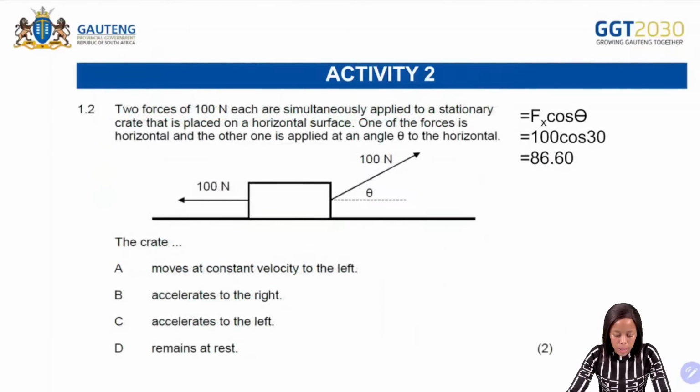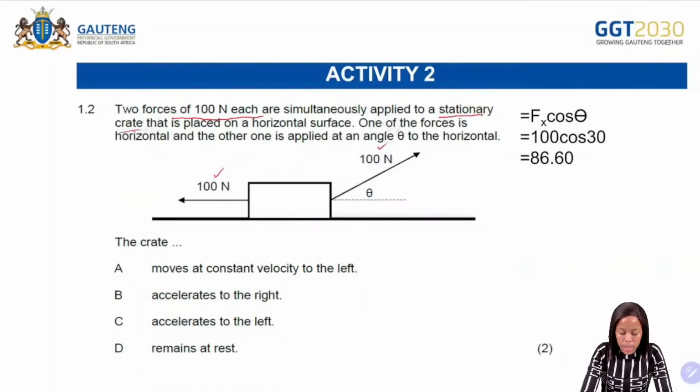Next one, it says two forces of 100 Newton each are simultaneously applied to a stationary crate that is placed on a horizontal surface. Okay, so two forces of 100 Newton each. One of the forces is horizontal and the other one is applied at an angle theta to the horizontal. So that is very important.